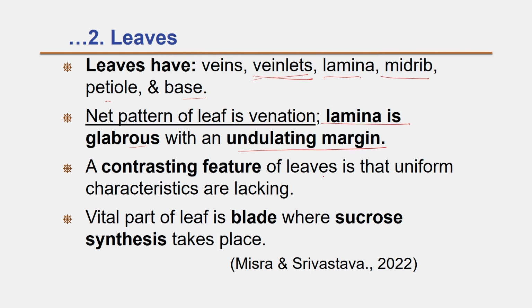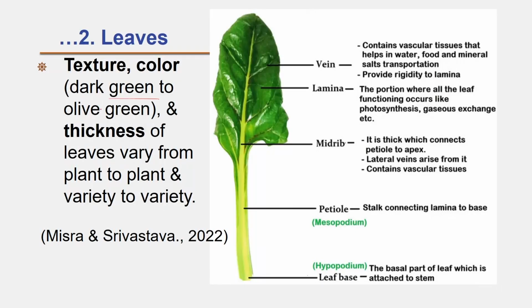A contrasting feature of leaves is that uniform characteristics are lacking. The vital part of a leaf is the blade, where sucrose synthesis takes place. So the leaf blade is primarily the green part where photosynthesis occurs, and due to photosynthesis you get different kinds of carbohydrates, including sugar, produced. As for texture, the color is dark green to olive green, and the thickness of leaves varies from plant to plant and variety to variety. So thickness is a genetic character and is influenced by environmental conditions.